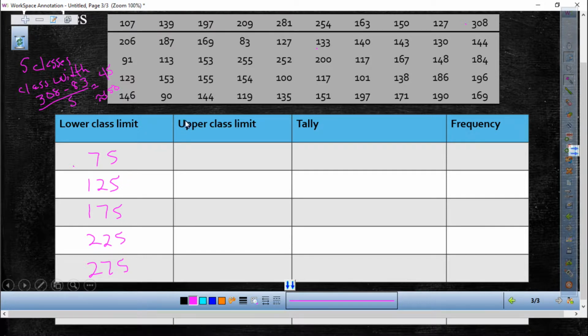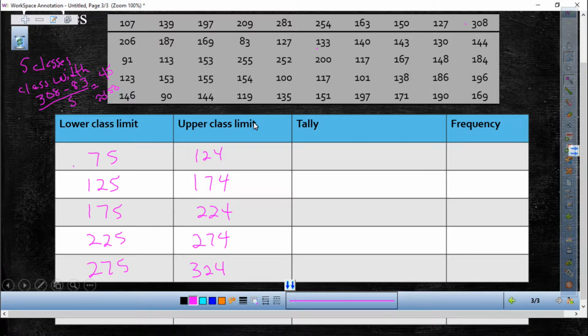Now, one below 125 is going to be 124. And it's going to be 174. And this is going to be 224. And this is going to be 274. And this is going to be 324. Okay, so now I've got my lower class limit, I've got my upper class limit. So that's steps 2, 3, 4, and 5. And now it's time to do the tally.